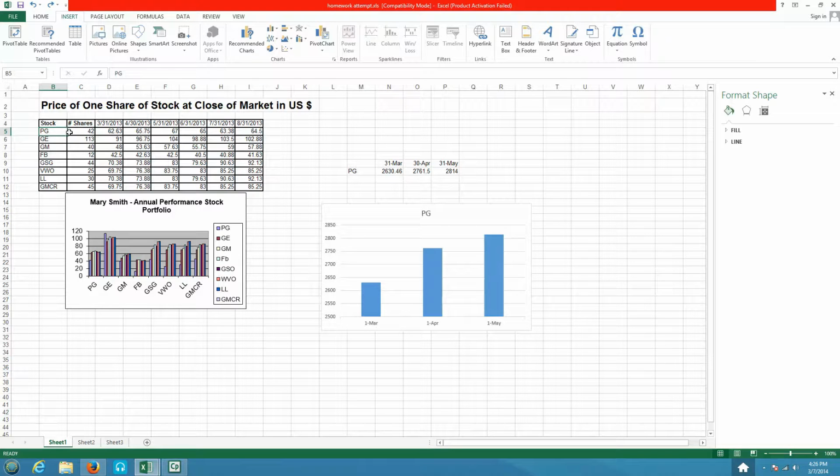What is this data anyway? Okay, so Procter & Gamble, this person has 42 shares of Procter & Gamble. Each share on March 31st was worth $62.63. So in your head you might think, how much money did this person have invested in Procter & Gamble on March 31st? Well, they had 42 shares times $62.63. So I don't know, $2,500 or something.